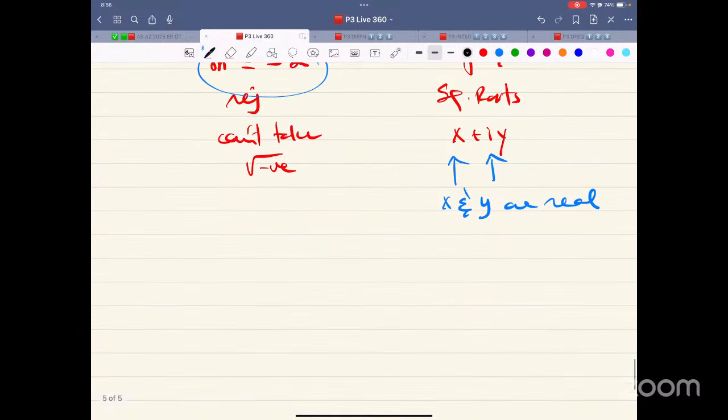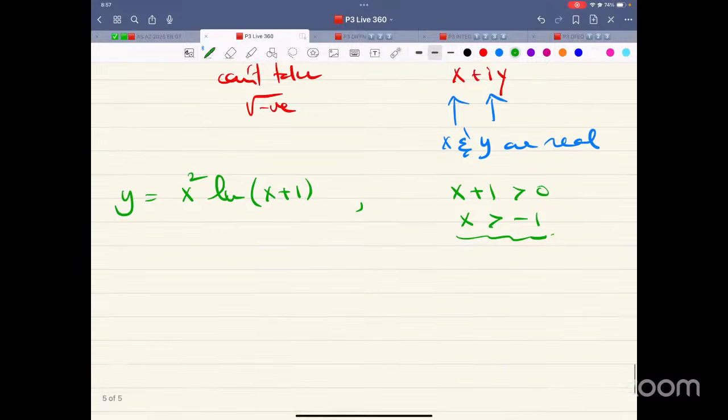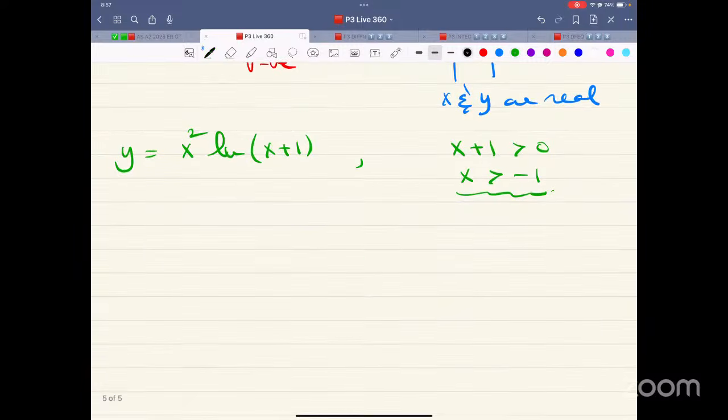What about something like ln x plus 1? Something like x square ln x plus 1. And over here, whether they have given it or not, x plus 1 should be greater than 0. Therefore, x is greater than -1. So this inbuilt condition comes in. Sometimes this range comes in.